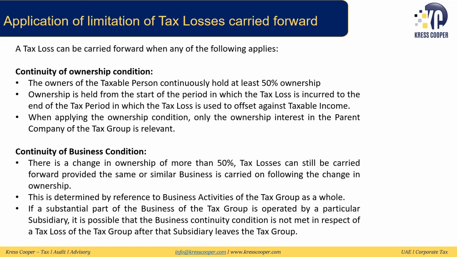Now when we're looking at the business condition, we need to look at the tax group as a whole. For example, if a substantial part of the business of the tax group is operated by one subsidiary, and that subsidiary leaves the tax group, it might be that this business continuity condition is not met. So for the continuity of business condition, we are looking at the whole group. For the continuity of ownership condition, we are looking at the parent company.